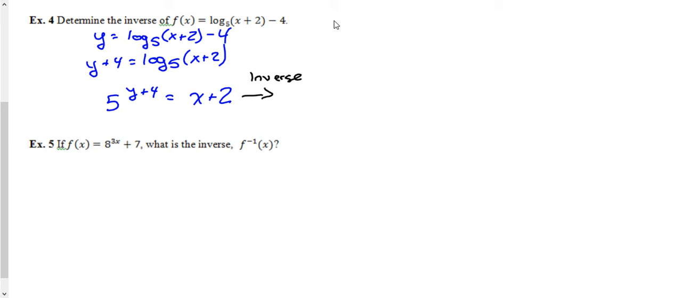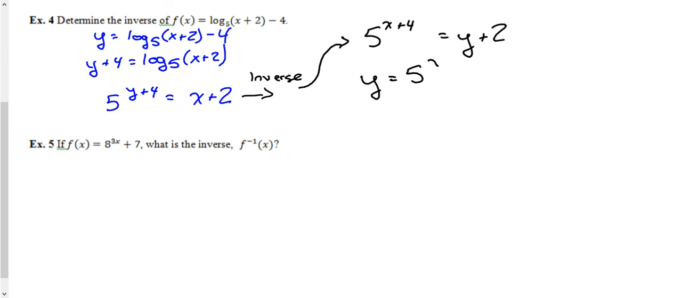So here I'm going to end up with, just going to do it up here, 5 to the (x plus 4) equals y plus 2, and get y by itself. So I have y equals 5 to the (x plus 4) minus 2 overall. And there we go. This is the inverse of this logarithmic function.